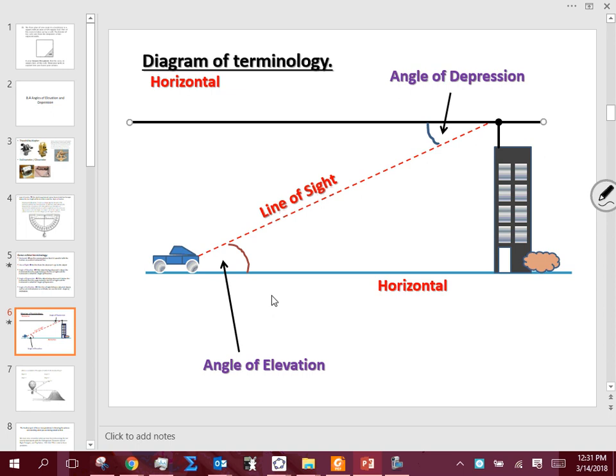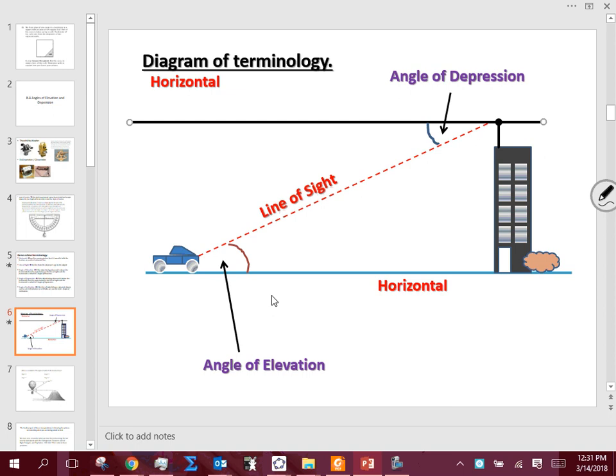Okay? And think about this. If you're a person standing on that building and you look straight out, so don't move your eyes up or down at all, your eyes should be following that horizontal. Does that make sense? Okay? And then when you start tilting your head to look down, that angle of depression is associated with the tilt of your head going down. Does that make sense? And that's why we call it an angle of depression.